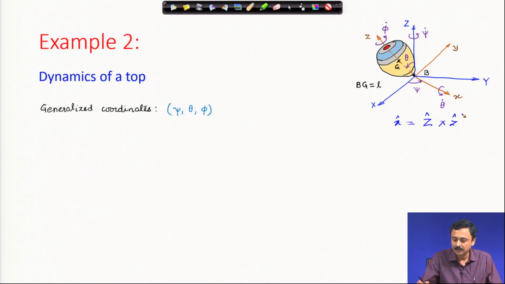Psi is the angle made by this lowercase x and the fixed inertial frame x. This is psi. Theta is this angle, the angle between the axis of symmetry and the vertical inertial frame axis, and phi is the spin coordinate. So, phi dot is the spin angular speed. Theta dot, you may recall, is the nutational angular velocity, and psi dot is the precessional angular velocity.